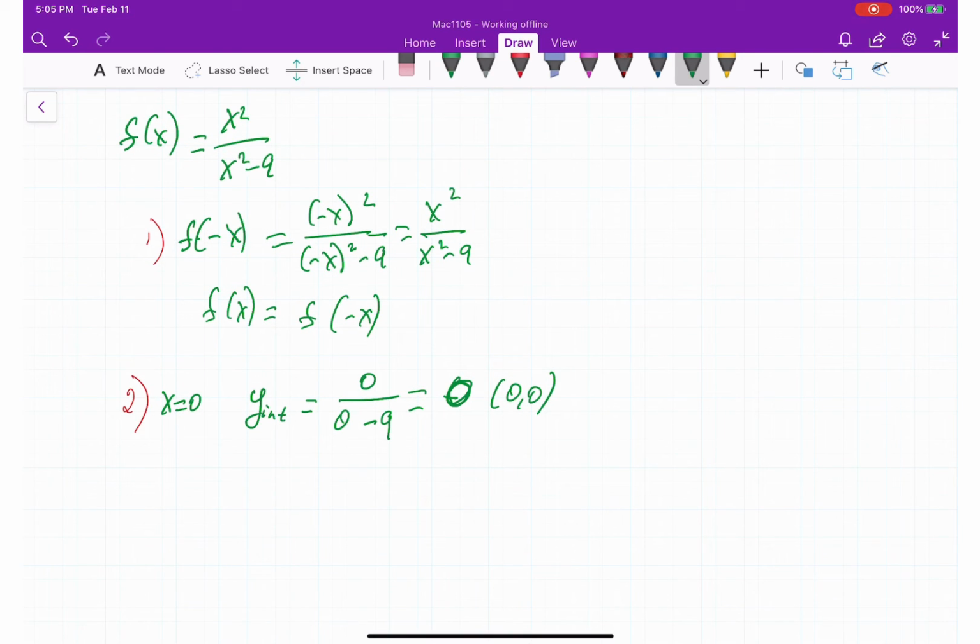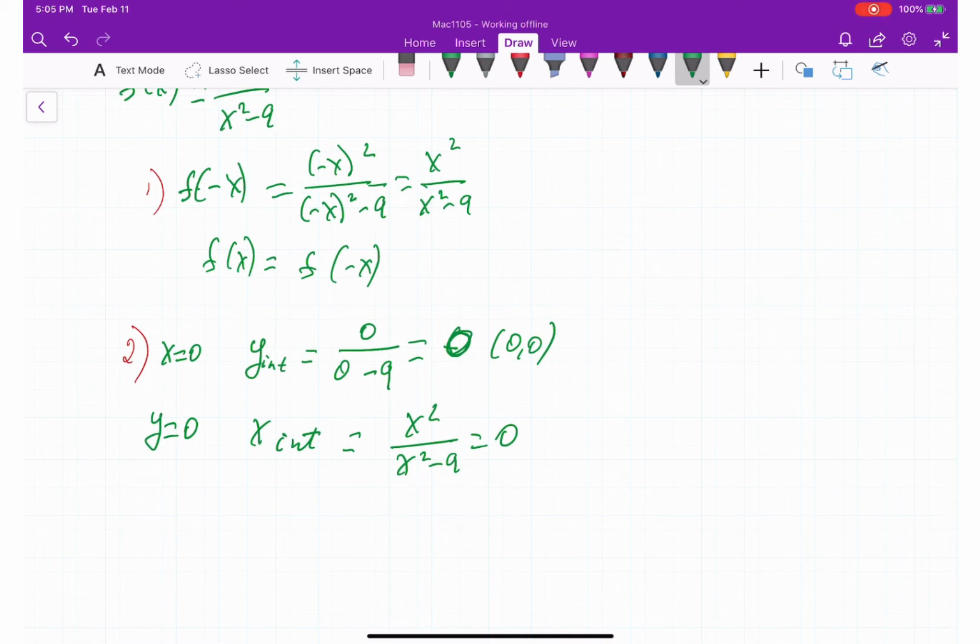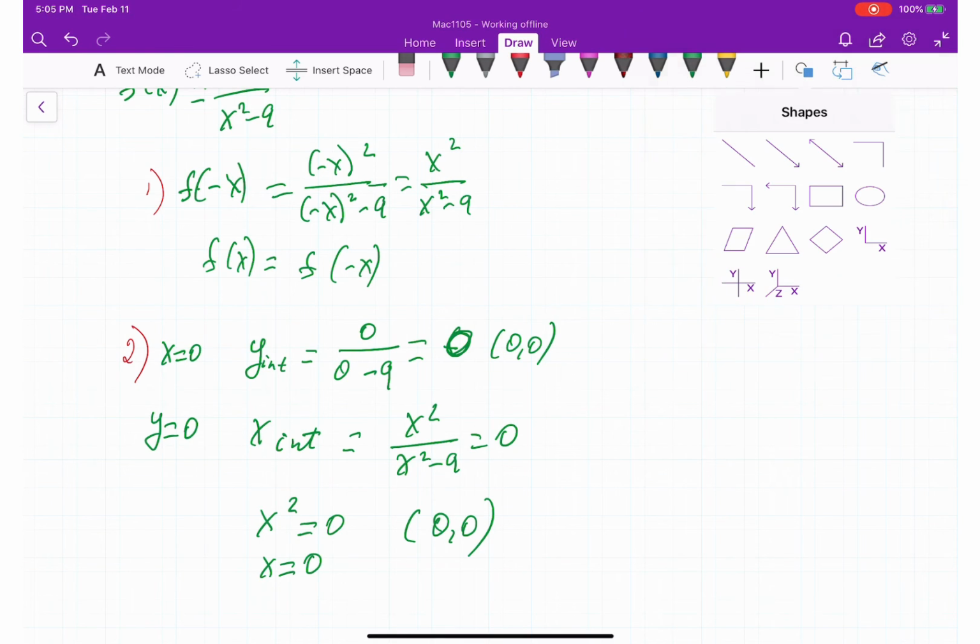And when y is equal to 0, the x-intercept: x squared over x squared minus 9 is equal to 0, right? Since we know x squared minus 9 cannot be equal to 0, because your denominator can never be 0, then the only thing left to become 0 is x squared. If x squared equals 0, that means x is equal to 0. And your intercept is 0, 0. So it looks like both intercepts are at 0, 0. So let's start building elements on the graph.